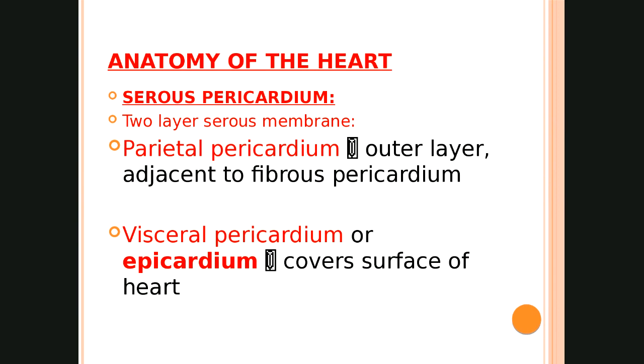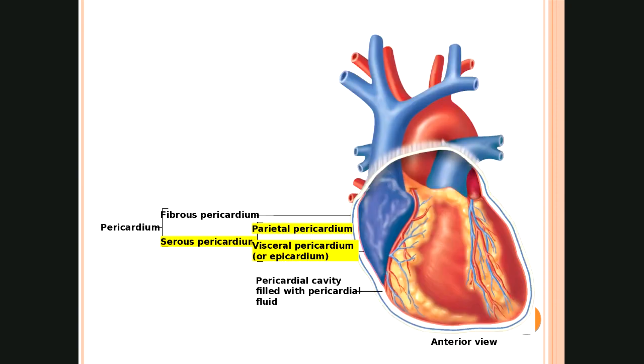The parietal pericardium is the outer layer adjacent to the fibrous pericardium. The parietal pericardium is attached to the external structures around the heart. On the other hand, the visceral pericardium is the serous membrane that touches the heart. It is also called the epicardium. So again, you should just know the names of these two membranes. The epicardium or visceral pericardium touches the heart itself, envelops the heart itself. The parietal pericardium is the outer layer of the membrane.